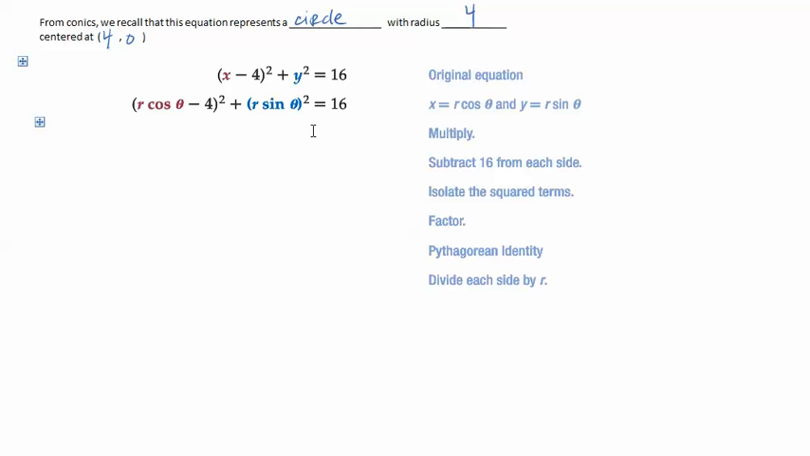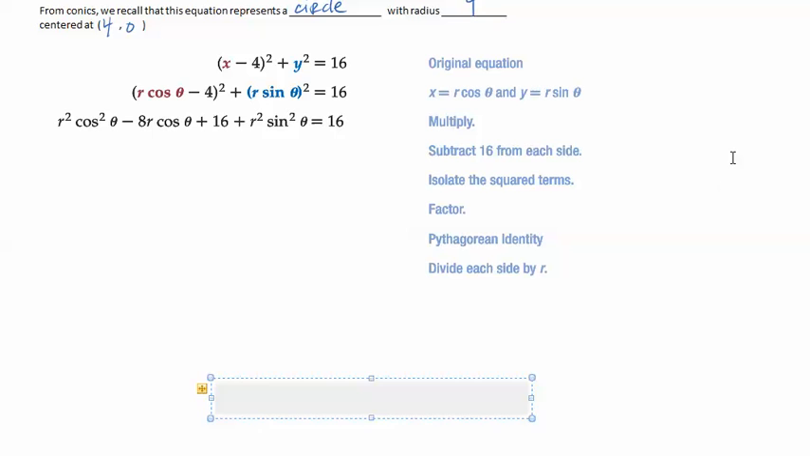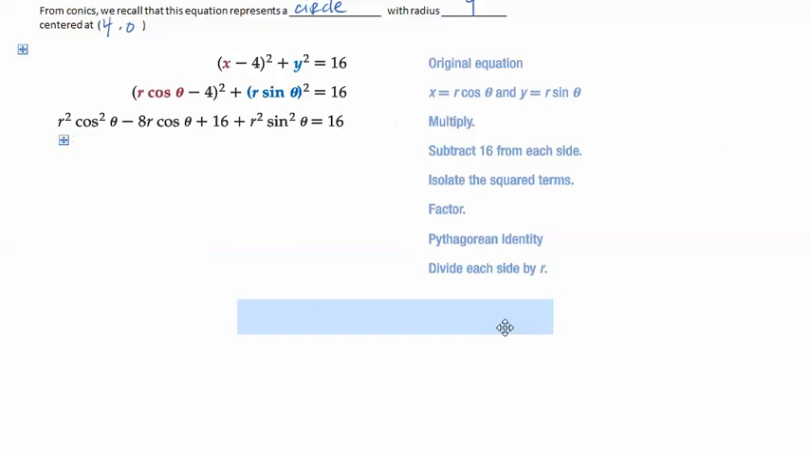So we can actually multiply this out, we can FOIL this out, and we're going to get r squared cosine squared theta minus 8r cosine theta plus 16, that's just foiling that first term, plus r squared sine squared theta equals 16. So next thing we can do is subtract 16, or essentially combine our like terms. We get r squared cosine squared theta minus 8r cosine theta plus r squared sine squared theta equals 0.